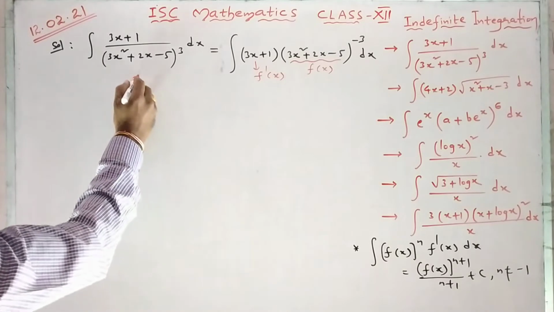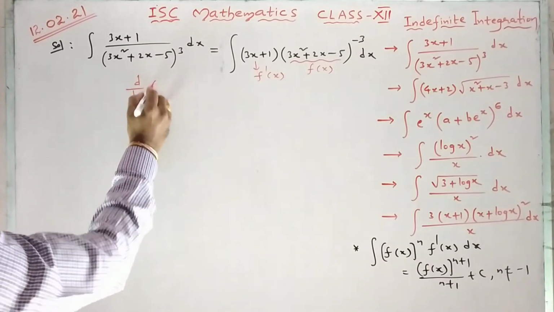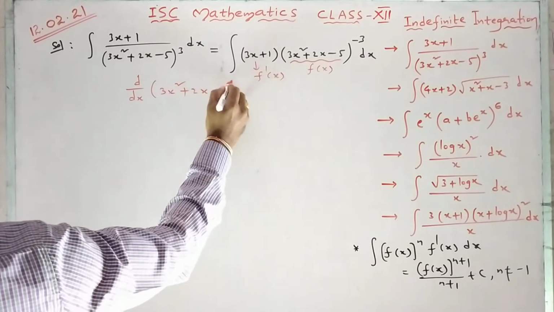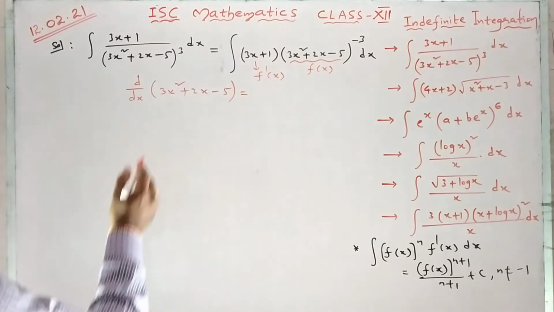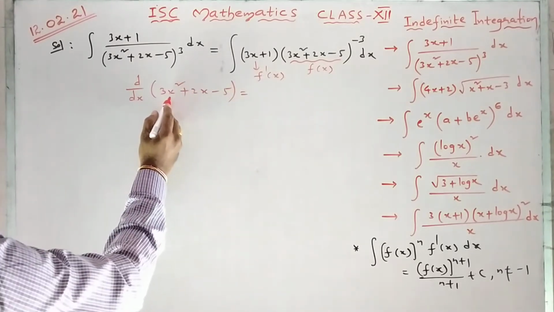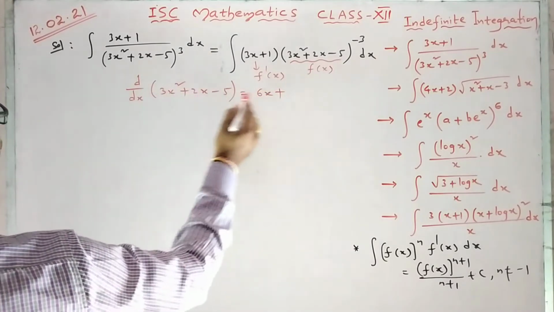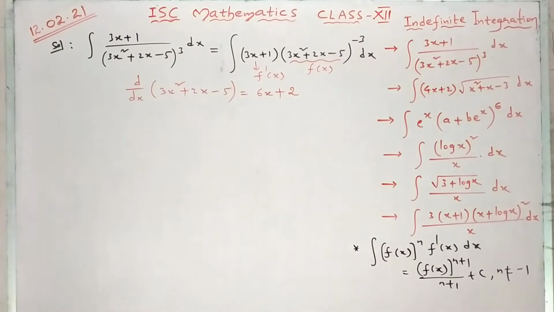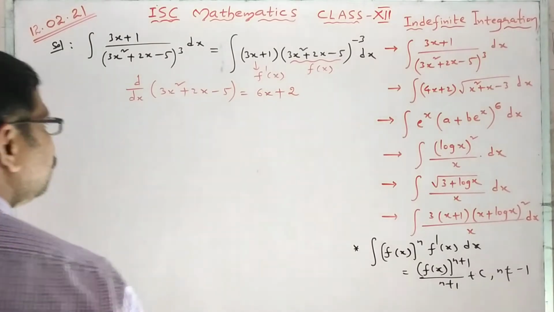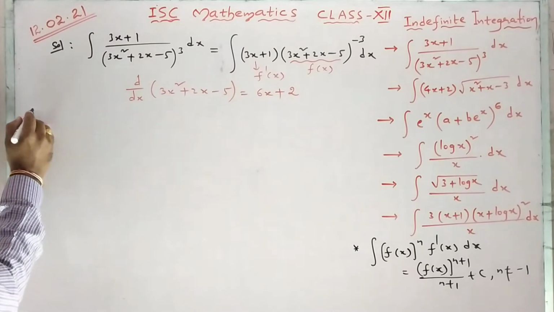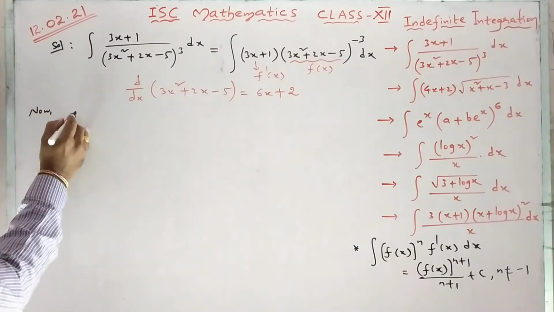Find the derivative now. D by dx of 3x square plus 2x minus 5 equal to: x square derivative how much? 2x, that is 6x, plus 2x derivative 2. 6x plus 2 should be there, but do you find there? No. Now I am going to change that.